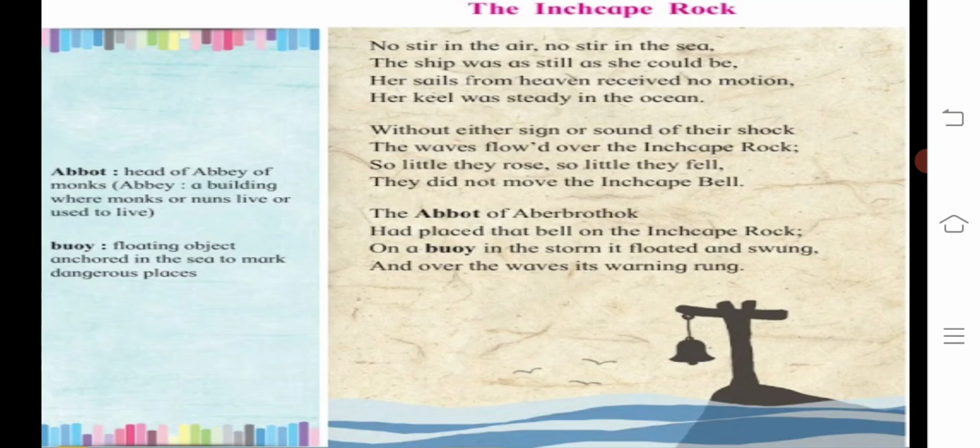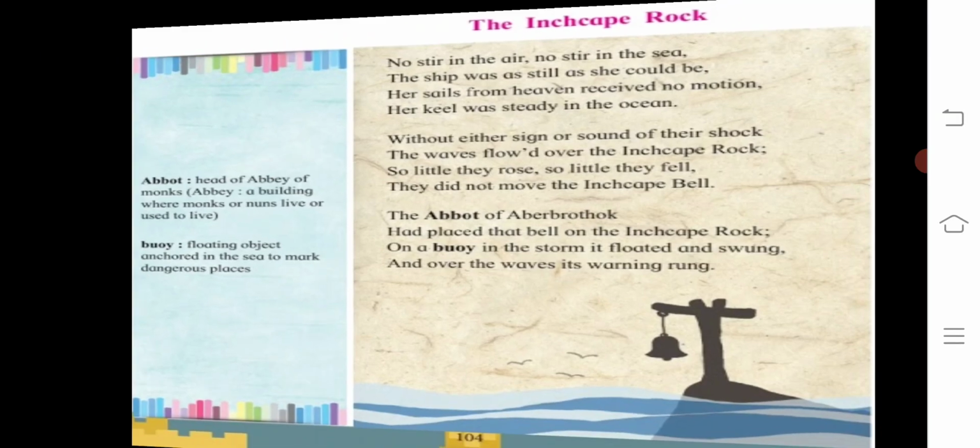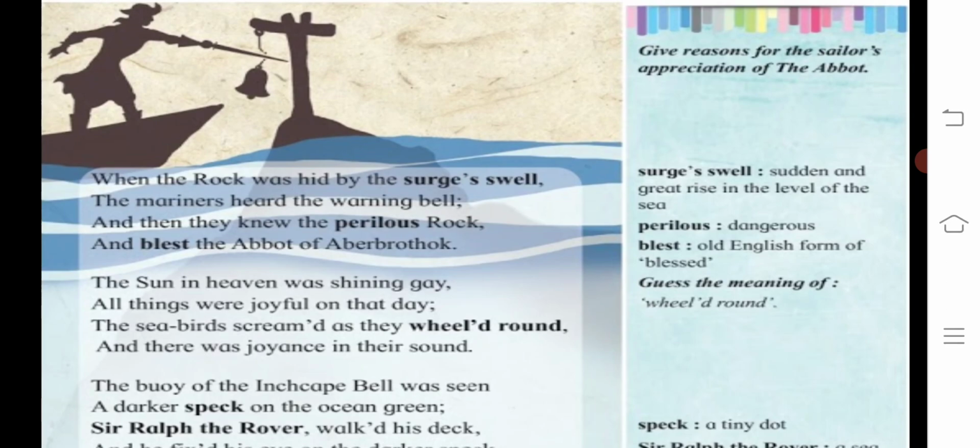So in the three stanzas, the first two stanzas indicate that the atmosphere is very quiet, and in the third stanza you get the history related to the Inchcape bell. Now the fourth. When the rock was hit by the surge's swell. Now what does surge's swell mean? A sudden and great rise in the level of the sea.